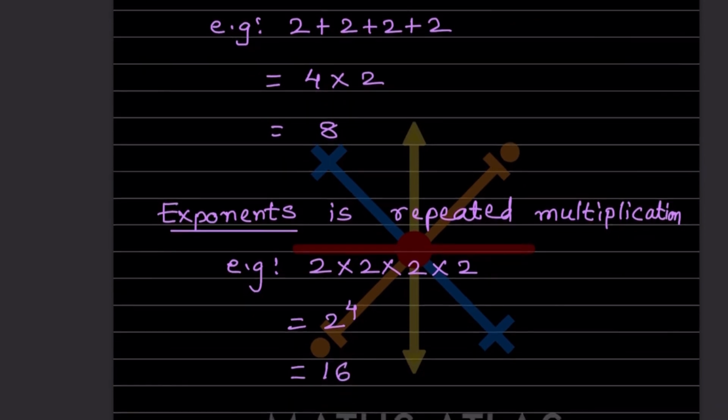But what are exponents? That is repeated multiplication. Suppose I write 2 multiplied by 2, four times, that will be 2 raised to 4, which is going to be 16. 2 to the 4, 4 to the 8, 8 to the 16. So by this, we have done some of the key points from this topic.